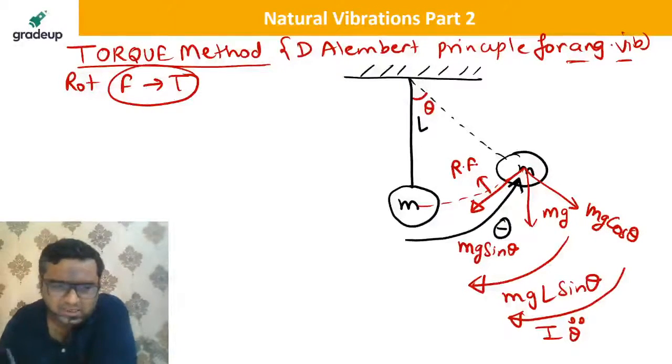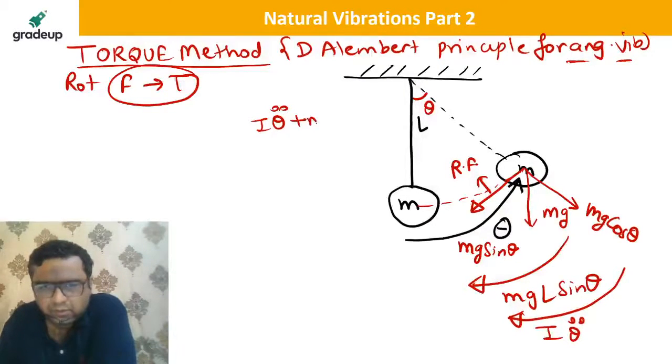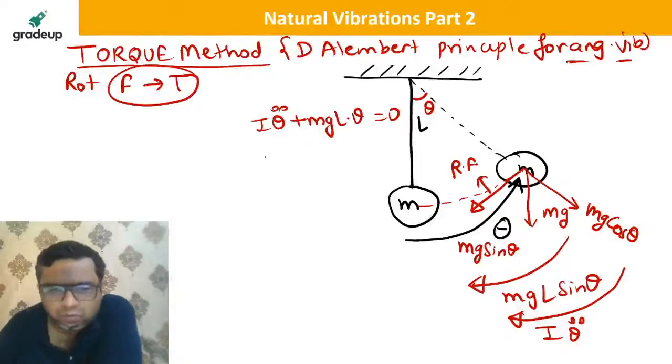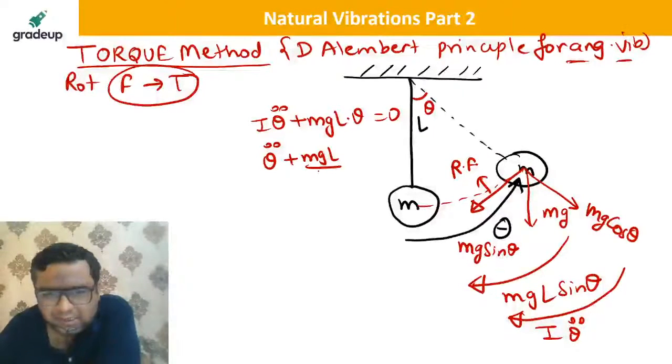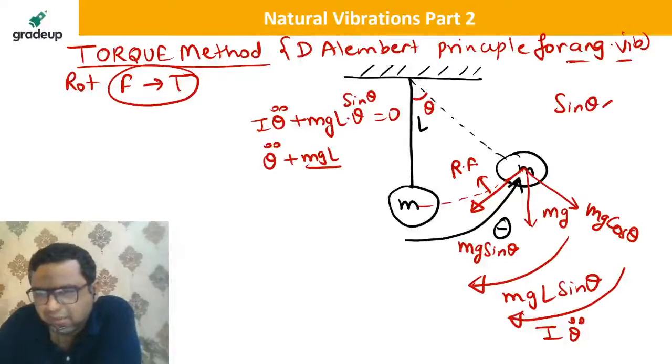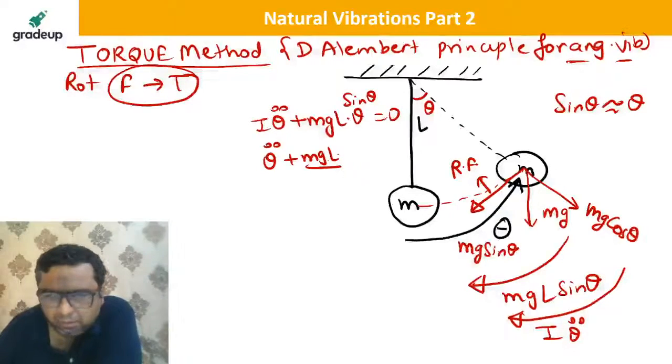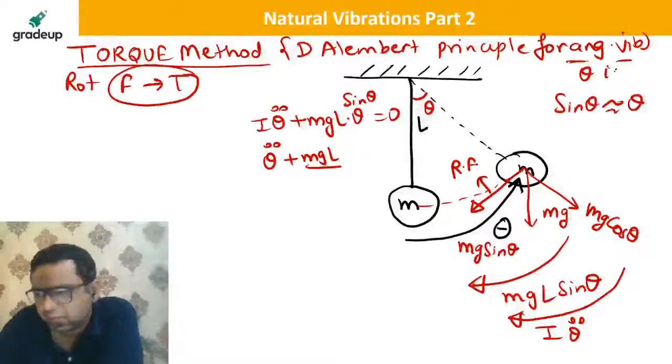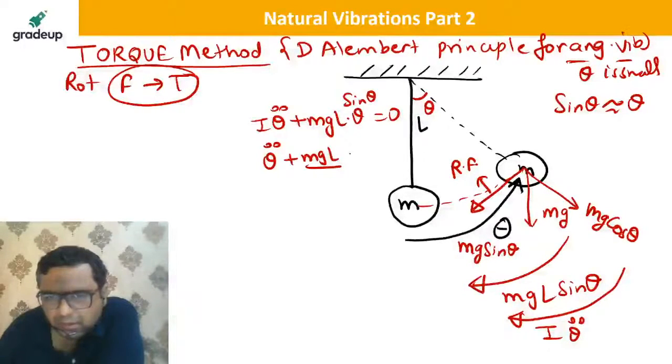So the equation which we are going to get is going to be I theta double dot plus mgl into theta is equals to 0. From here you can write down theta double dot plus mgl by I into theta. Basically it is mgl sin theta only, but the disturbances we provide is very less. So sin theta can be written as theta only, because when theta is small, sin theta become theta.